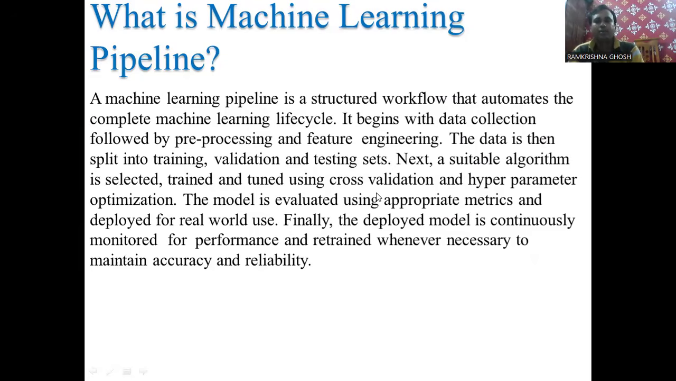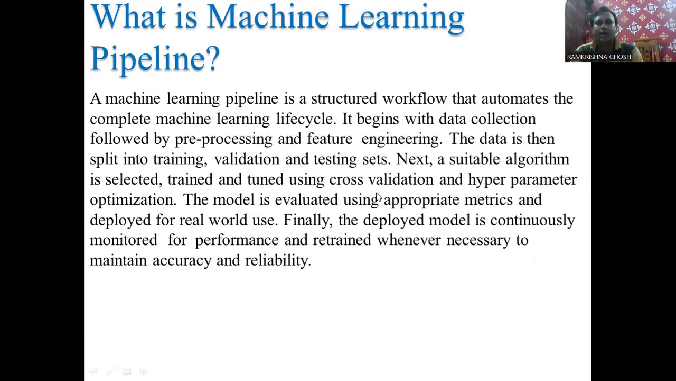Then the data is split into training, validation, and testing sets. The model learns parameters in the training phase. In the validation phase, it selects the best parameters to tune hyperparameters and selects the best model. Then in the testing phase, it evaluates the performance of the model on new unseen data.